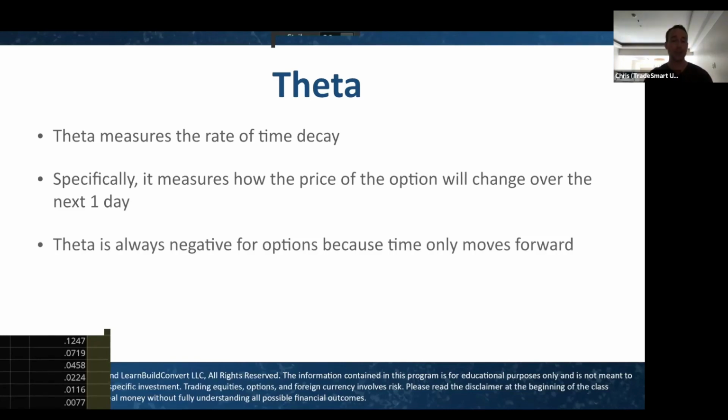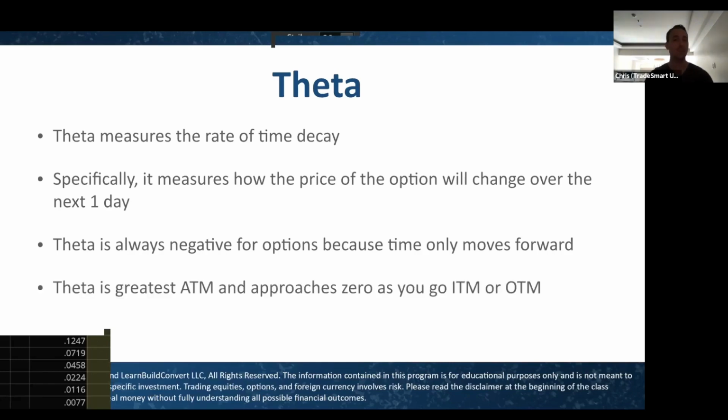Theta is always negative for all options, calls and puts, because time only moves forward. So options only ever go down in value. Okay, so theta is always negative. Now, theta is greatest at the money. So at the money options lose the most time value. And then like gamma, it approaches 0 as you go in the money and out of the money. Now, the only way to benefit from theta, doesn't matter if you're calls or puts, is to be short options. You have to short sell an option in order to benefit from theta.